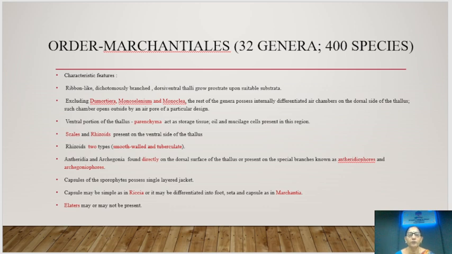The rhizoids are of 2 types, smooth-walled and tuberculated. The sex organs, antheridia and archegonia, are found on the dorsal surface and are known as the antheridiophore and archegoniophore. The capsule or the sporophyte has a single layered jacket. The capsule is simple and it consists of only the capsule. Foot and seta is absent in Riccia, while in Marchantia it consists of foot, seta and capsule. So the latter may be present or may not be present in Marchantiales.